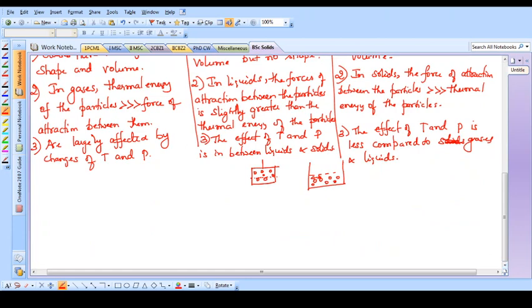Okay, so that is the effect of temperature and pressure on three states of matter. The fourth is about the compressibility and density. Since the molecules of gases are widely separated, there is a lot of empty space between gas molecules. So gases can be easily compressed by applying pressure, and also they have very low density because very few gas molecules occupy a given volume.